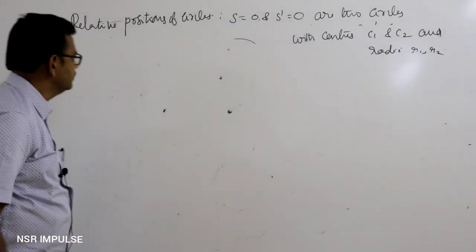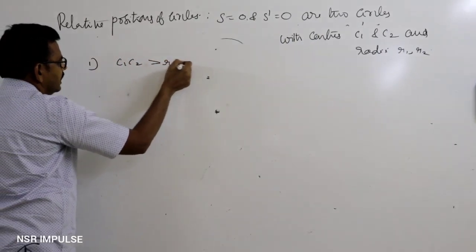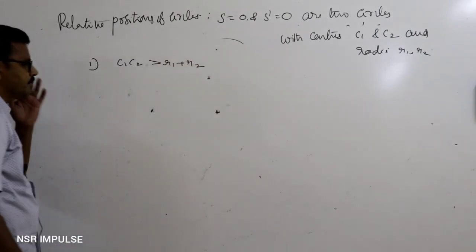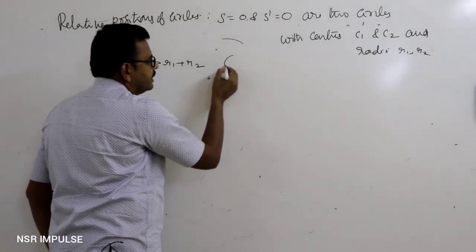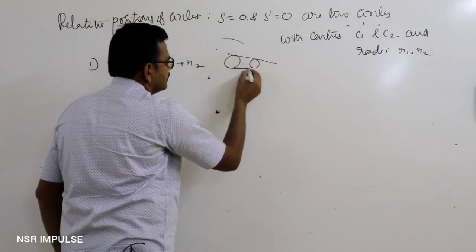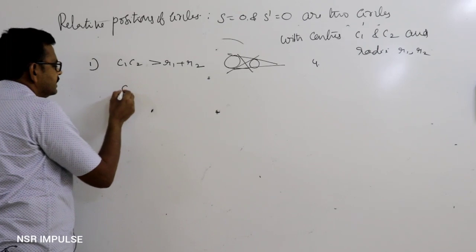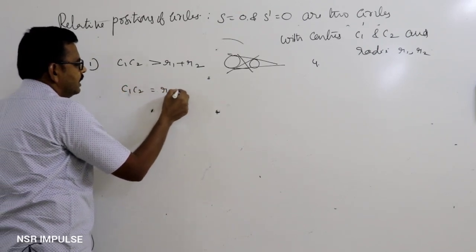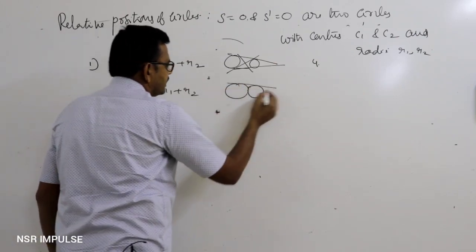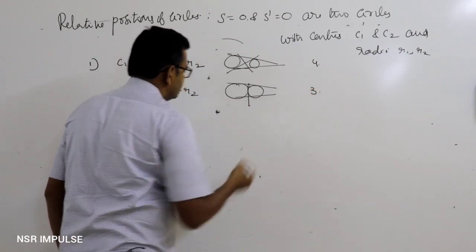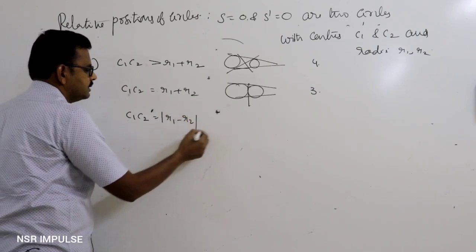Now, from this we conclude: here C1C2 is greater than R1 plus R2, so one circle lies completely outside the other circle. In this case, the number of tangents is 4. Second one, C1C2 equal to R1 plus R2: the two circles touch externally, number of common tangents 3.